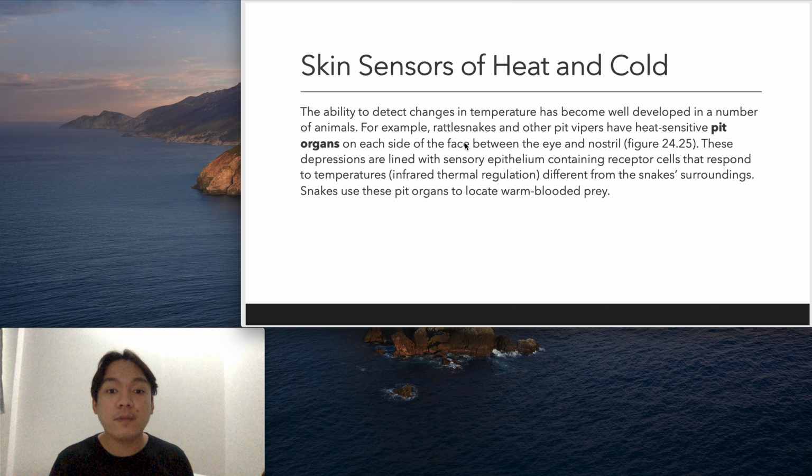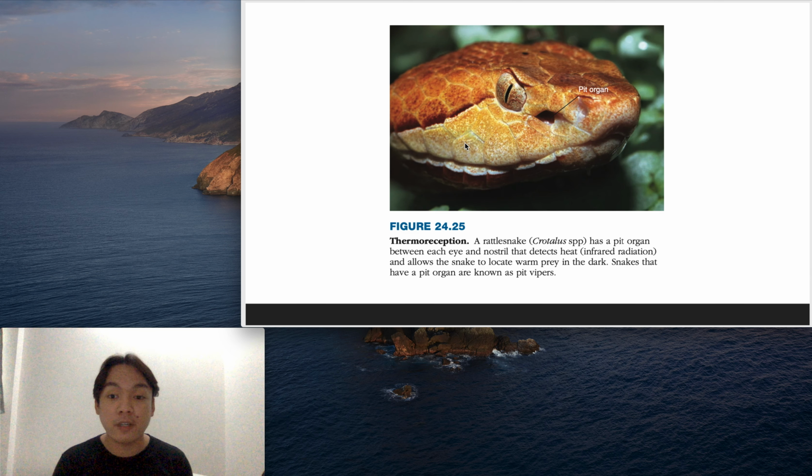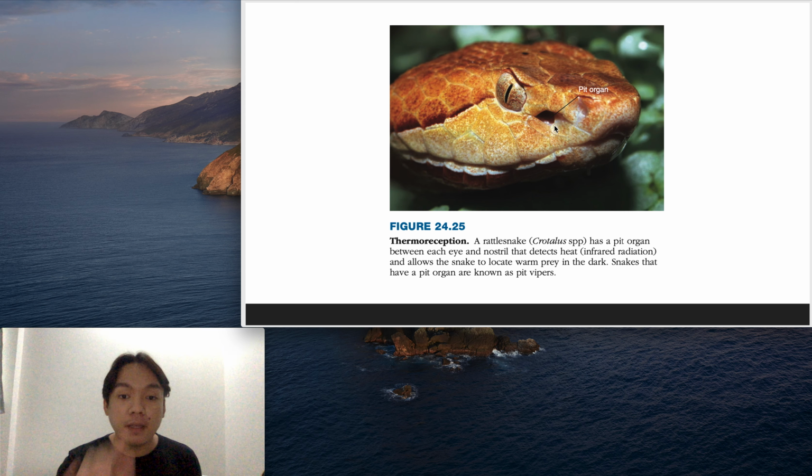For example, among the reptiles, rattlesnakes and other pit vipers have heat-sensitive pit organs, which are found between the eye and the nostril. These are depressions lined with sensory epithelium containing receptor cells that respond to temperatures different from the snake's surroundings, and they locate warm-blooded prey using these pit organs. The rattlesnake is the example here, and this is the pit organ of the rattlesnake, between each eye and the nostril.